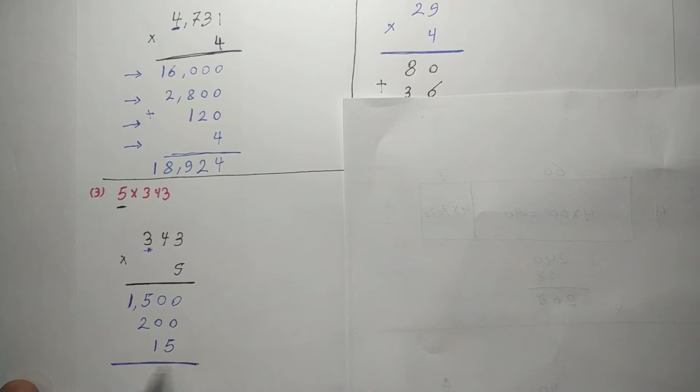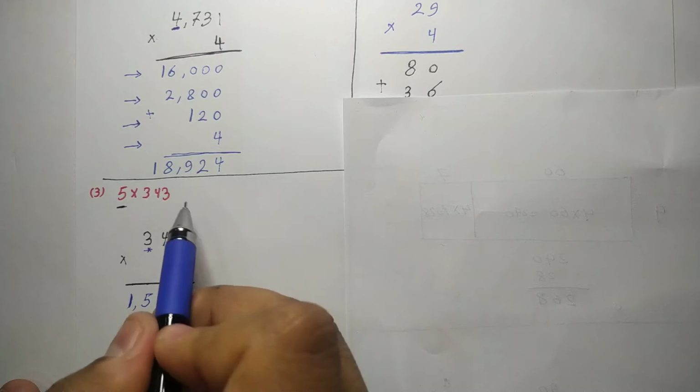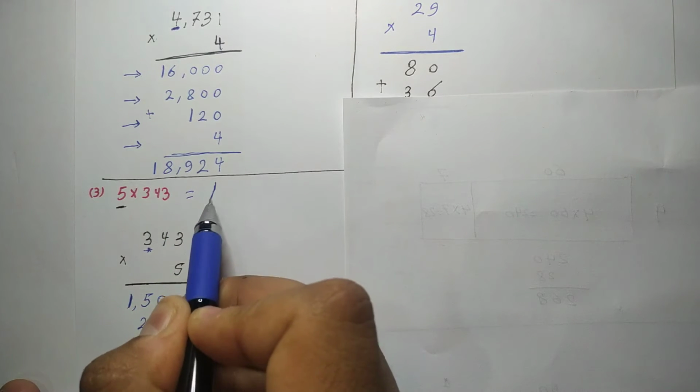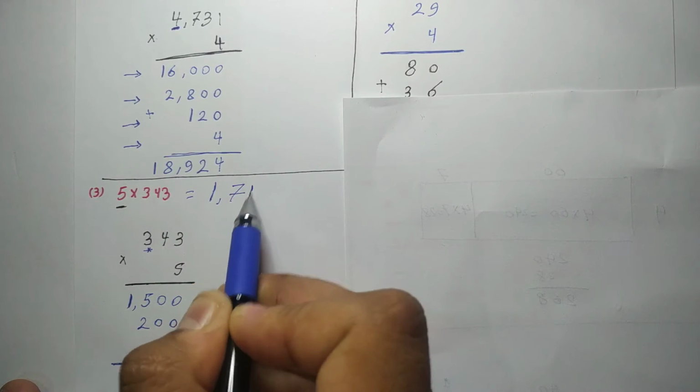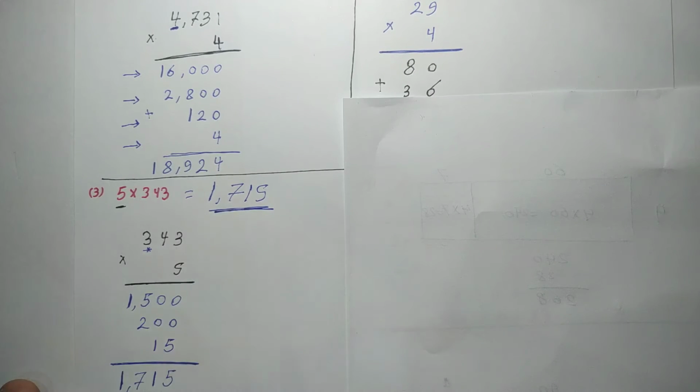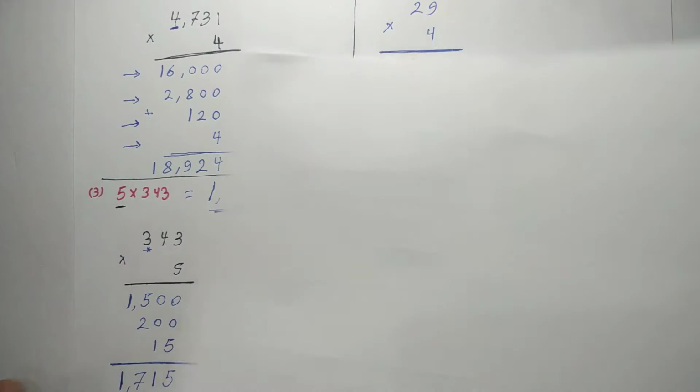And adding these numbers together, 0 plus 0 plus 5, it will be 5. 0 plus 0 plus 1, it will be 1. 5 plus 2, it will be 7. Drop the commas. 1 plus nothing, it will be 1. And the answer will be 1715. Another example.